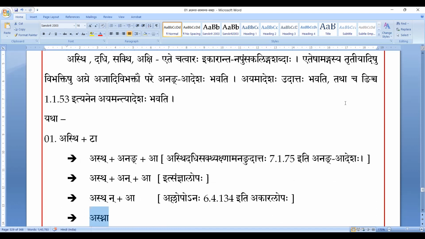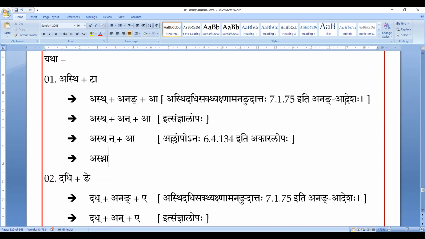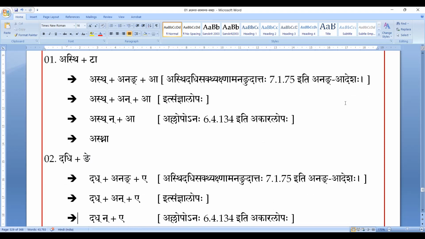Anangadesha. After Anangadesha, Akarasya Lopaha Bhavati. Allopanaha. Therefore Astana. Similarly, Dadna. Dadi plus Na will become Dadna. Okay, Dadi plus Nye is given as an example. So Dadi plus Nye, Ajadi Bhakti Pratyaya Pare. Then by the sutra, Anang Adeshaha. Therefore you get Dadan. Dadan is Ananta and Anga ending.